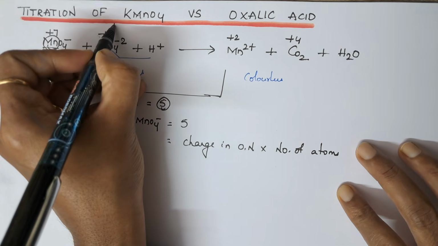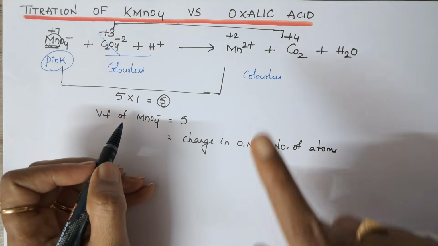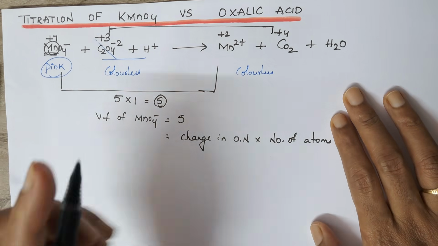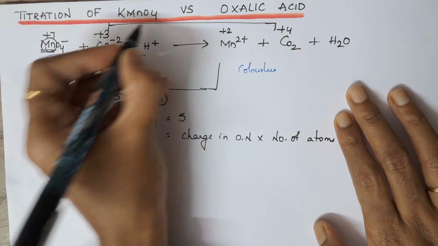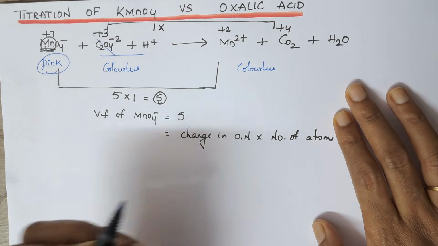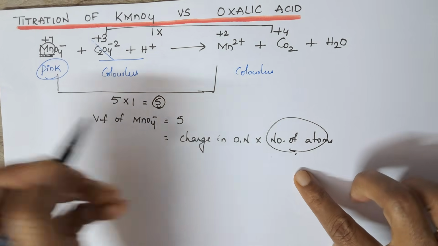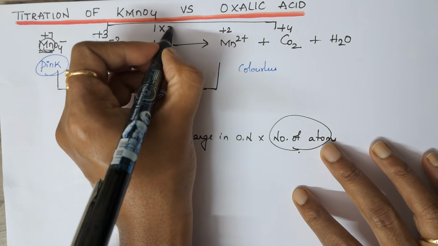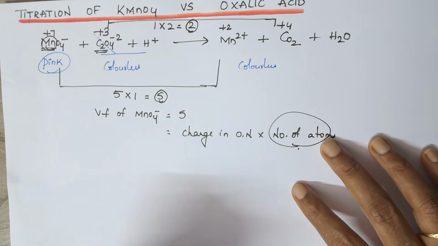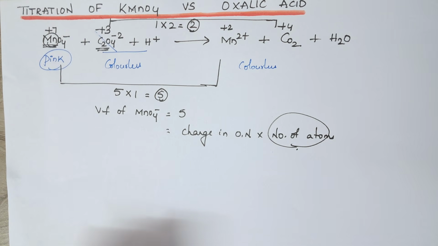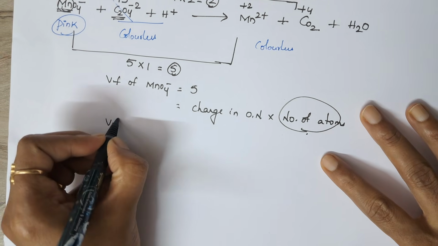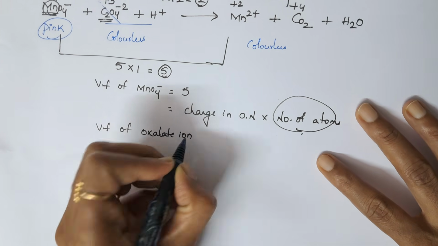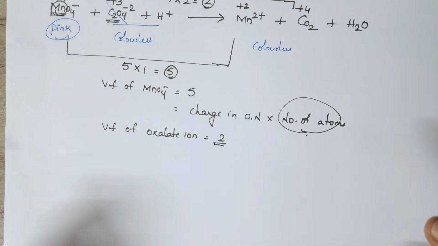So here plus 3 is converting into plus 4. So change in oxidation state, plus 3 to plus 4, means how much is the difference? Higher number minus lower number. 4 minus 3, change in oxidation state is 1 unit, into what is the formula? Number of atoms. How many carbon atoms are present? 2 carbon atoms in the formula. So into 2, which is equal to 2. So valency factor of oxalate ion is 2. This is important. Okay. So valency factor of oxalate ion is equal to 2. Now we got the valency factors done.